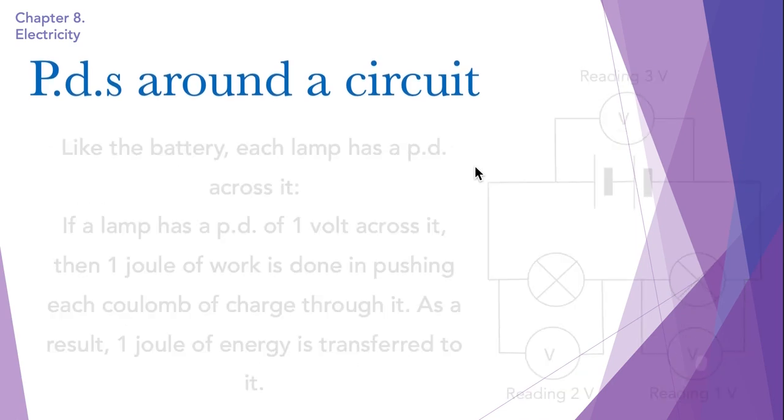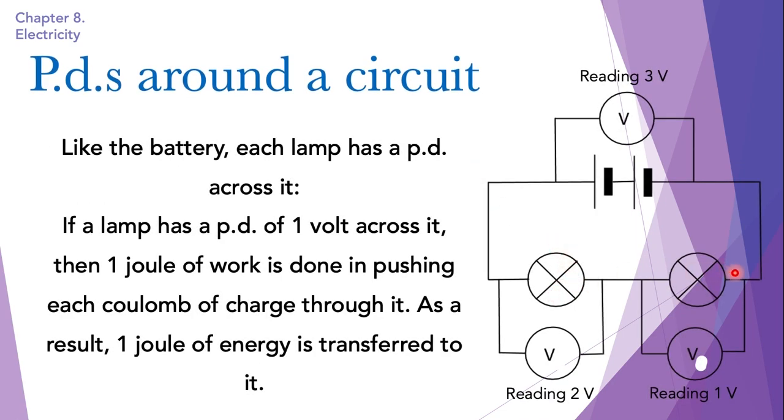So like the battery, each lamp has a potential difference across it. If a lamp has a potential difference of 1 volt across it, then 1 joule of work is done in pushing each coulomb of charge through it.